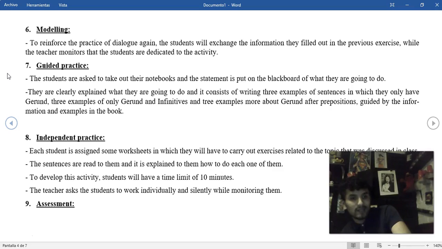The sentences are read to them and it is explained to them how to do each of them. To develop this activity, students only have 10 minutes and after this they have to finish the activity. The teacher asks students to work individually and silently while I'm going to monitor them.